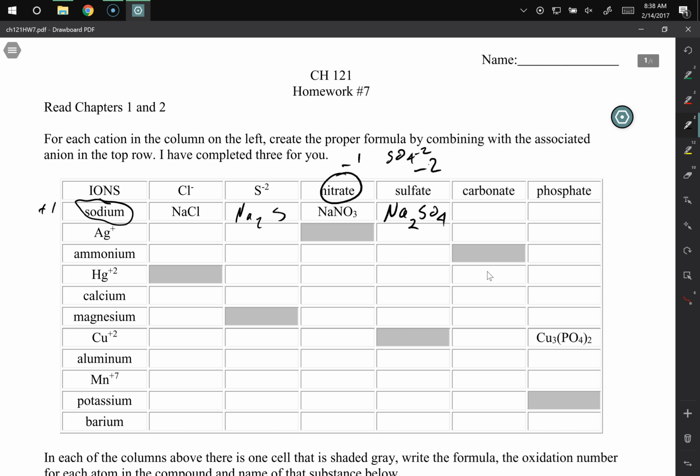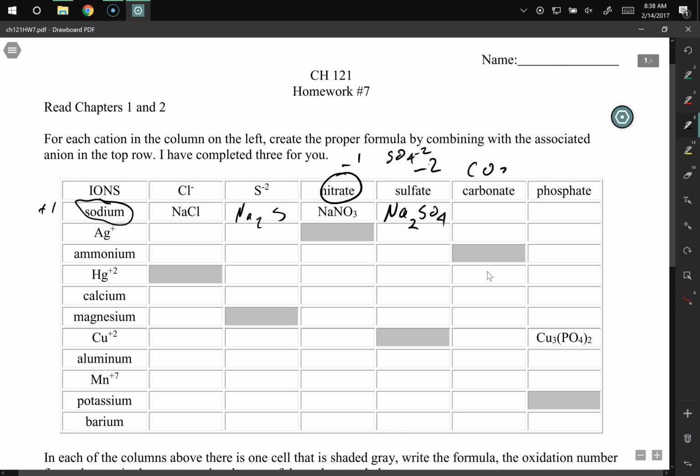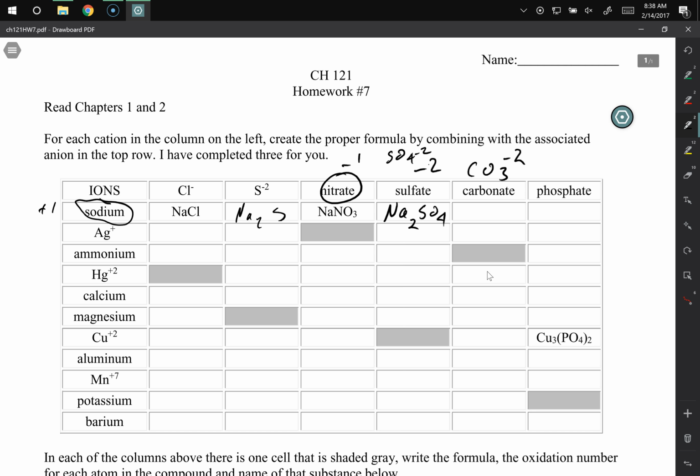How about the next one? This polyatomic ion, what is it? What's the formula? CO3 with a minus two charge on it. Okay, so that means I'm going to need to cancel out two negatives. And again, I'm still just using the sodium that's got a plus one charge.